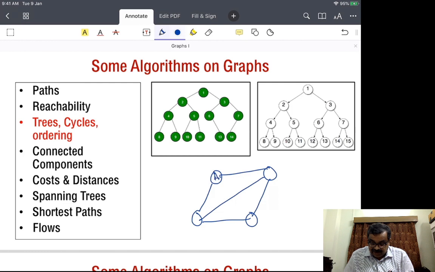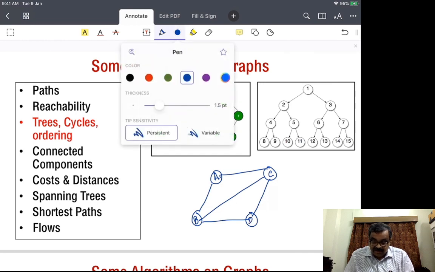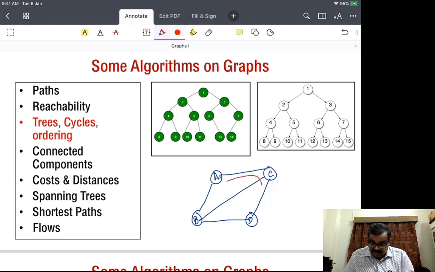Suppose this is a graph A, B, C, D. Then this is a cycle, and this cycle will be in both directions. Similarly, we have other cycles in the graph. This is a cycle, and so on and so forth. So a tree is a graph which has no cycles. And if a tree is a graph which has no cycles, then in a directed tree, we can order it in terms of orderings. We have just discussed a little while ago about acyclic graphs.